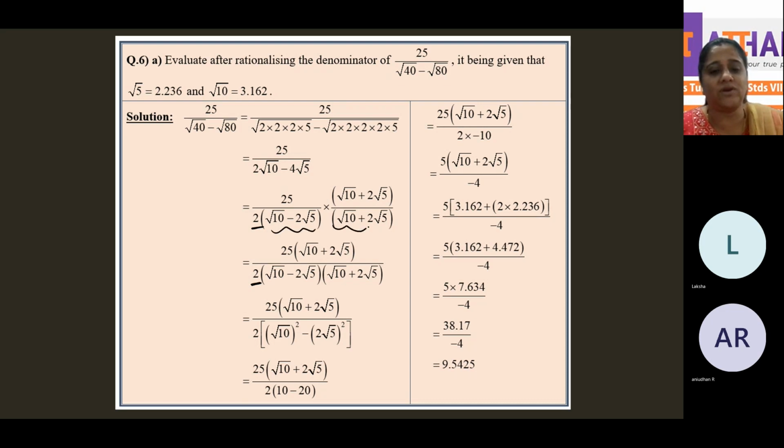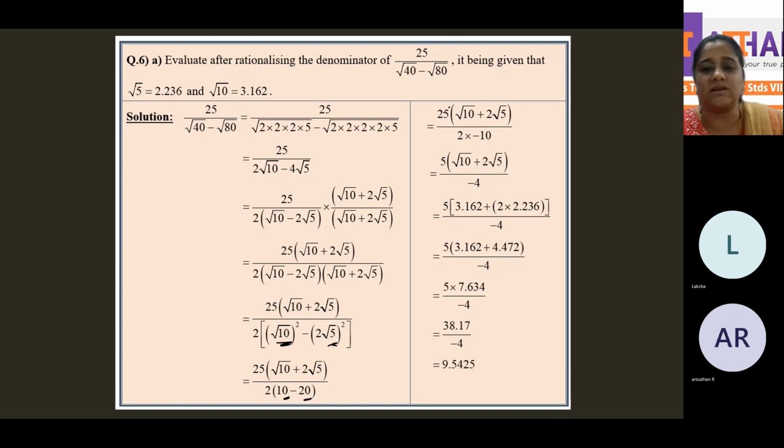This one is a minus b into a plus b, so a square minus b square. This 2 will be as it is outside. Don't multiply this 2 also inside. Write the numerator as it is. Then root 10, the whole square is 10, and this is 20. 10 minus 20 is minus 10.